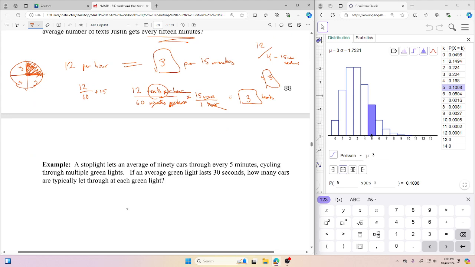A stoplight lets an average of 90 cars through every 5 minutes, cycling through multiple green lights. If the average green light lasts 30 seconds, how many cars per 30 seconds? So let's do it. We got 90 cars, and then I've got 5 minutes. And then I'm going to multiply it by the amount of seconds that I have.